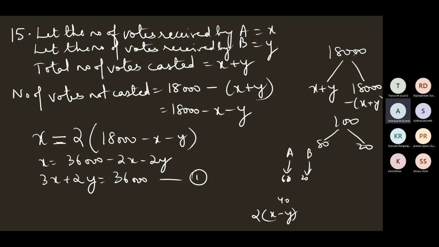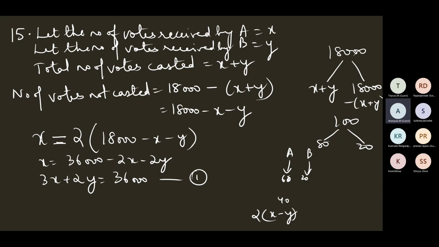What does this number mean? What do they refer to by the words "this number"? This number is twice the number of people who did not cast their votes. Number of votes received by A, ma'am. Not twice, sorry, not twice. This number is 18,000 minus X minus Y, the number of people who didn't cast their votes. Correct.